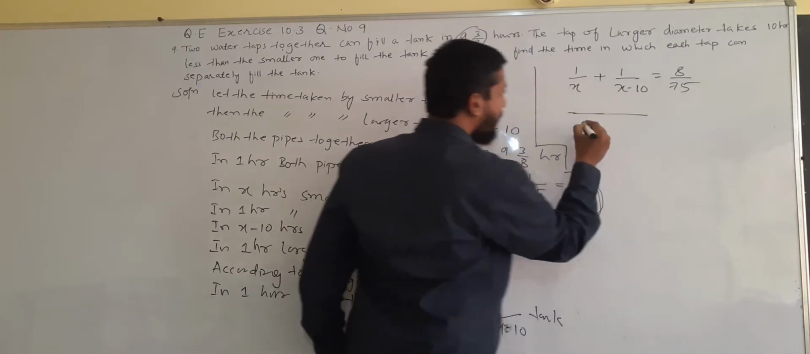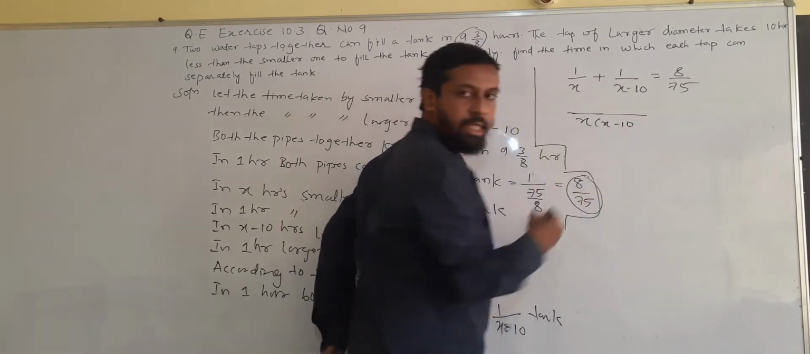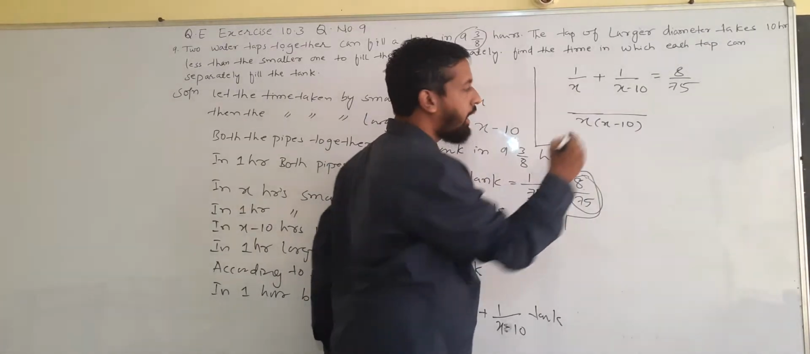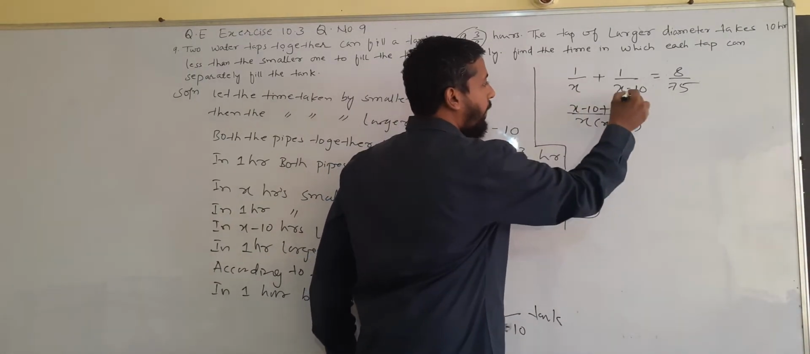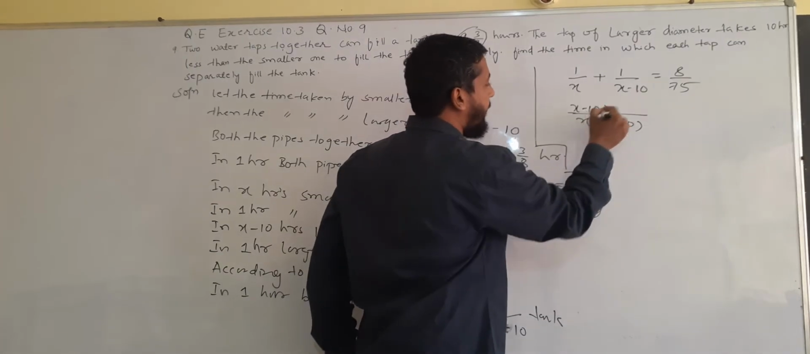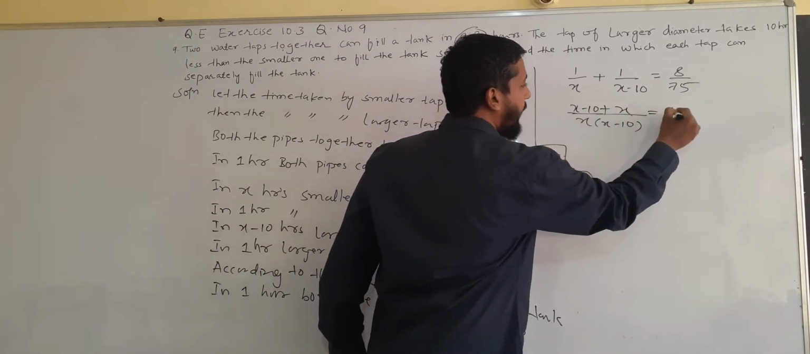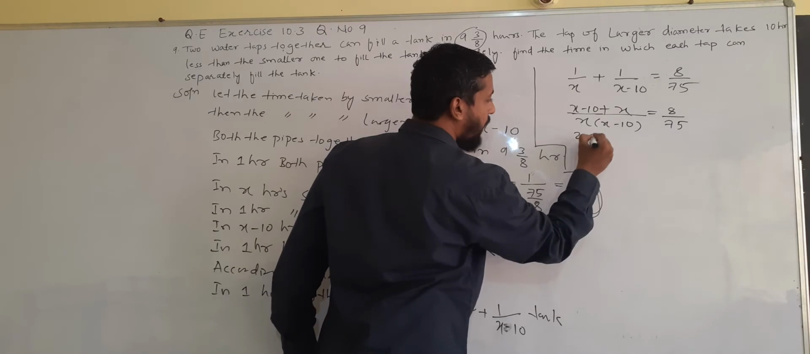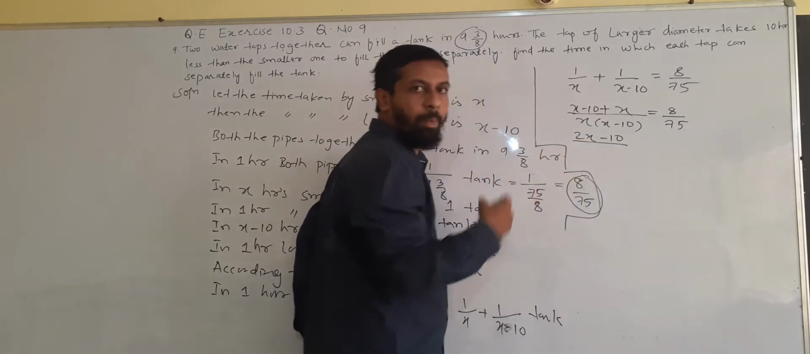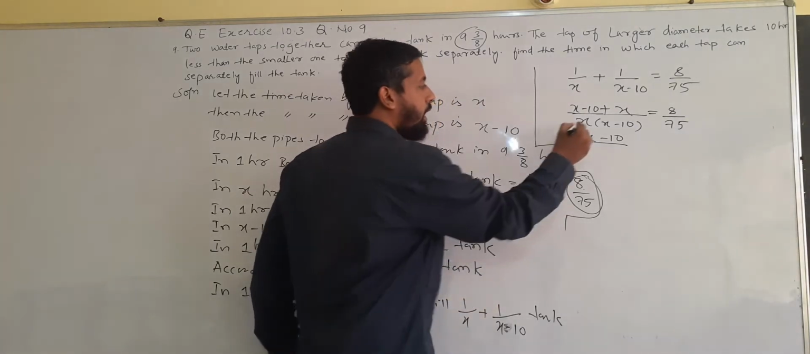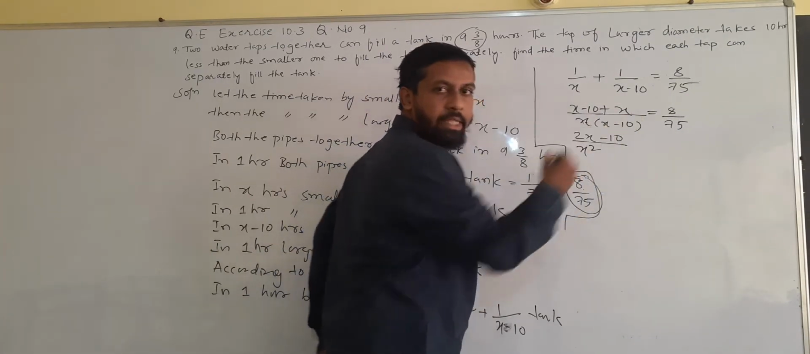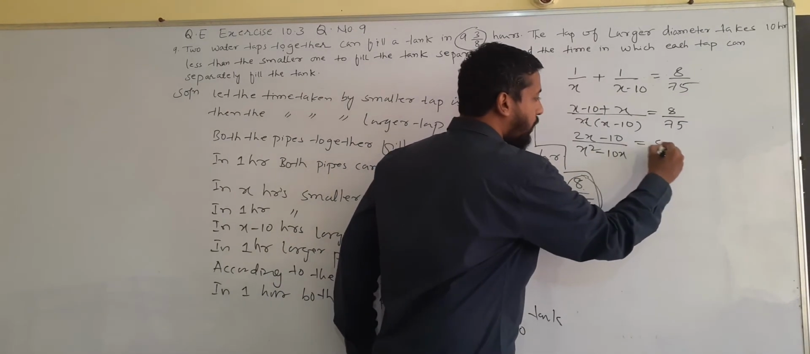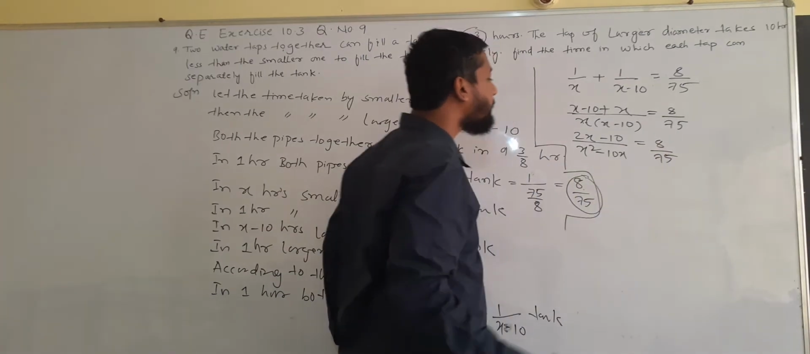The LCM is x into x minus 10. When you multiply here, x and x get cancelled, x minus 10 will remain. When you multiply here, x minus 10 and x minus 10 get cancelled, x will remain, is equal to 8 divided by 75. Now x plus x is 2x minus 10. Open the bracket by multiplying with x. x into x, x square. x into minus 10x is equal to 8 divided by 75.